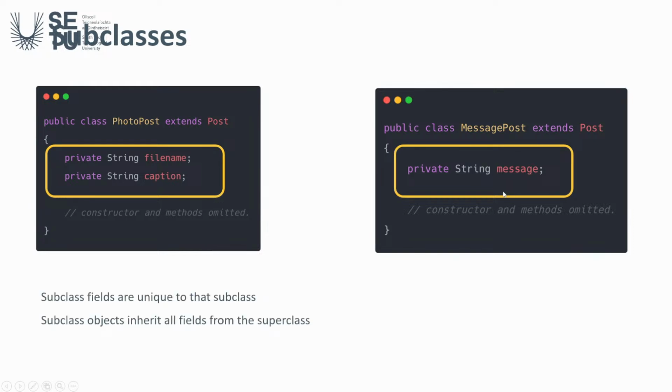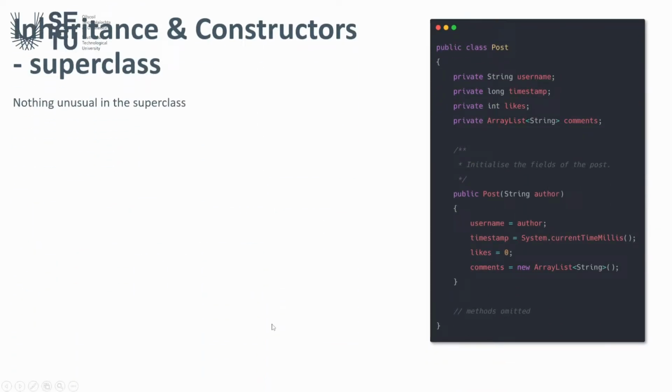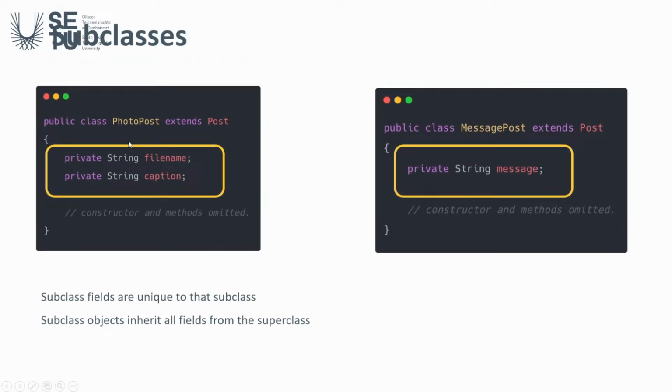So subclass fields are unique to that subclass, and subclass objects inherit all the fields from the superclass. It's also worth knowing that photo post doesn't know anything about message post, and message post doesn't know anything about photo post, but they both extend from post.